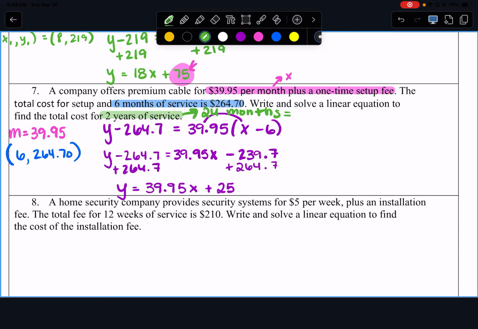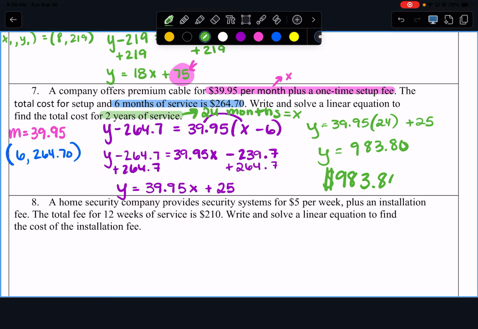24. Okay. So we're going to do Y equals 39.95 times 24 plus 25. Use your calculator and tell me how much that's going to be. It is $983.80. And I would answer that in terms of money. So that is how much the premium cable is for 2 years.